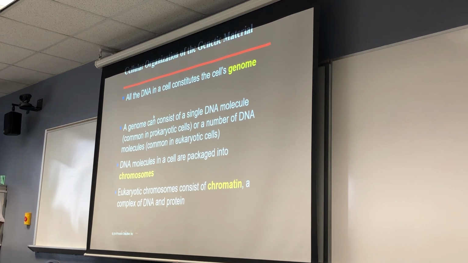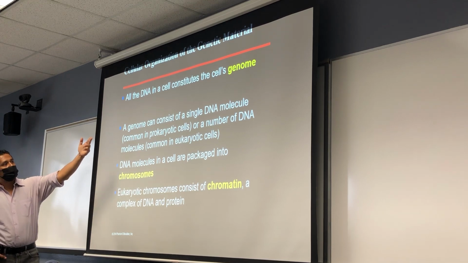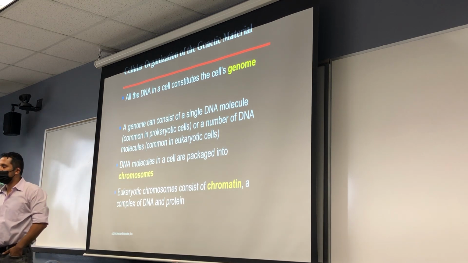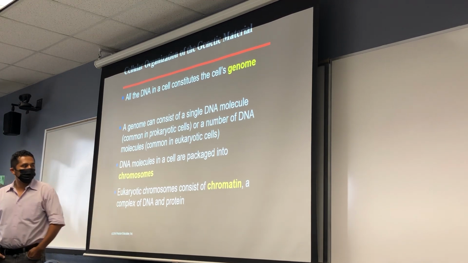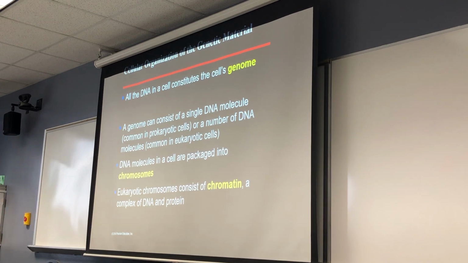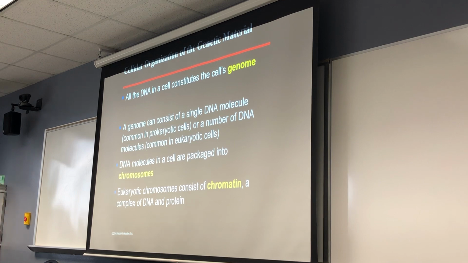So whenever you mention the genome, that basically is stating the whole DNA in the cell. The DNA in the cell constitutes this cell's genome. So this genome consists of a single DNA molecule, which is common in prokaryote cells, or a number of DNA molecules, those are the chromosomes, in eukaryotic cells. These DNA molecules in the cell are going to be packaged into chromosomes, and eukaryotic chromosomes consist of chromatin, which is a complex of DNA and protein, histones, coming together in order to wrap DNA around, to tightly pack DNA so it can fit inside the cell, inside the nucleus.